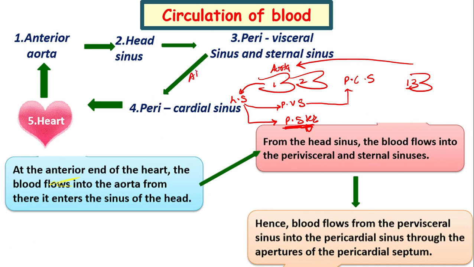You can write it over here. The alary muscle contracts. When it contracts, the blood is going to enter into the pericardial sinus. When the alary muscle relaxes, the blood is going to enter into the chamber of the heart. And then when the whole heart is relaxed, the blood is going to enter into the aorta.